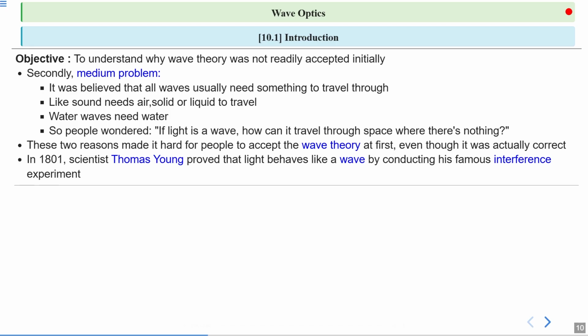This experiment was pivotal in shifting the scientific community's perspective. It showed that light could indeed exhibit wave-like properties, paving the way for acceptance of wave optics.